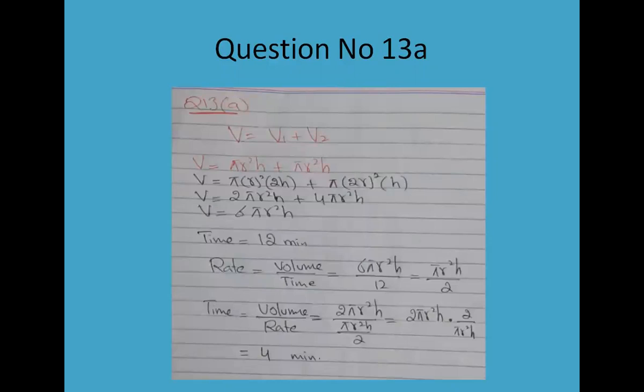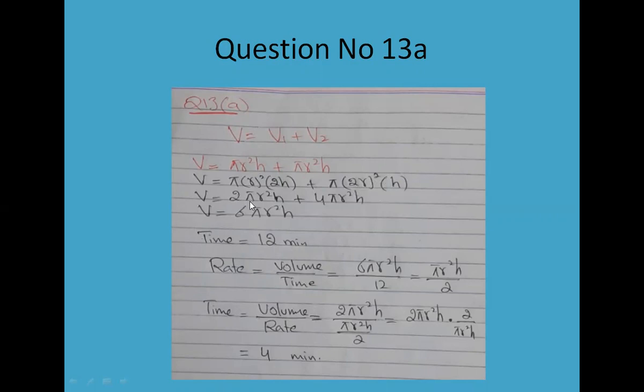So the volume of this whole solid will be V equals V1 plus V2. V1 is the lower cylinder, and V2 is the upper cylinder. So you will have pi r square h plus pi r square h. Both are cylinders, so their formula will be the same, but their radius and height values are different. The radius is r. The height of the lower cylinder V1 is 2h, whereas the height of the upper cylinder is h. So you will have pi r square into 2h plus pi, and the radius of the upper cylinder is 2r. Here the radius is r, here the radius is 2r. So you will have 2r whole square into h.